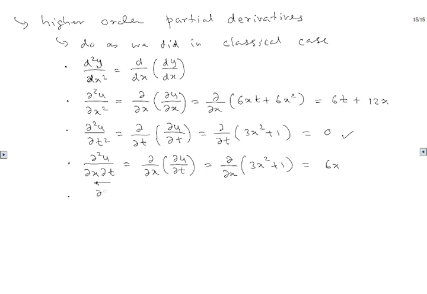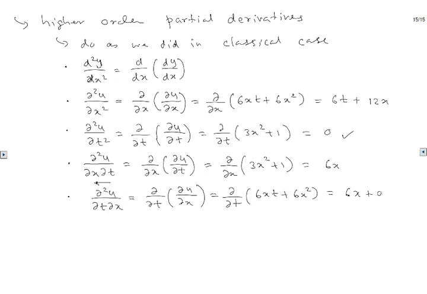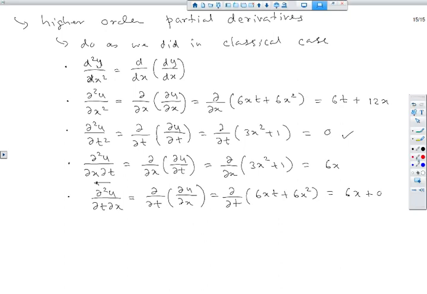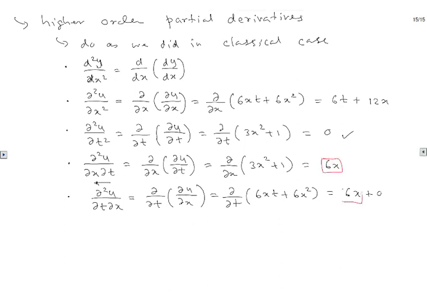How about we change the order? ∂/∂t, ∂/∂x. What does that mean? That means ∂/∂t of ∂u/∂x, which is 6xt + 6x². So we take the derivative with respect to t: 6 with respect to t, where t gives 1, and x is a constant, so 6x + 0. Okay. What do you notice? You notice that this and that are the same.